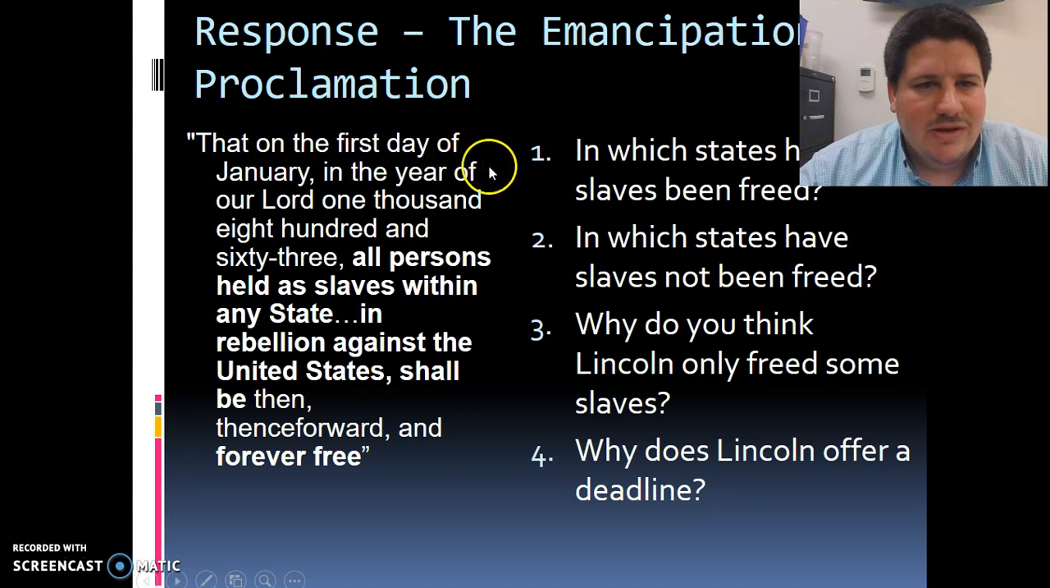day of January in the year of our Lord 1863, all persons held as slaves within any state in rebellion against the United States shall be thenceforward and forever free.